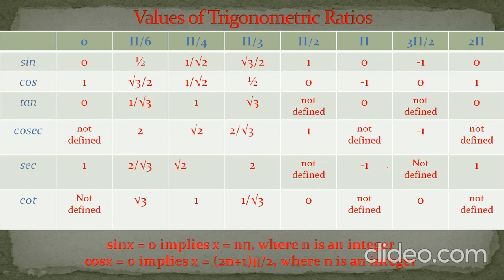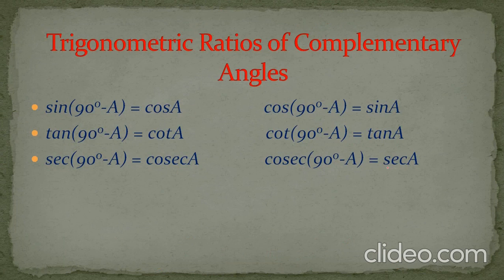So consider the next thing, trigonometric ratios of complementary angles. Now here we will see what is the value of trigonometric ratios on complementary angles. We can see from here sine is complementary to cos, cos is complementary to sine, tan is complementary to cot and cot is complementary to tan. Sec is complementary to cosec and cosec is complementary to sec.